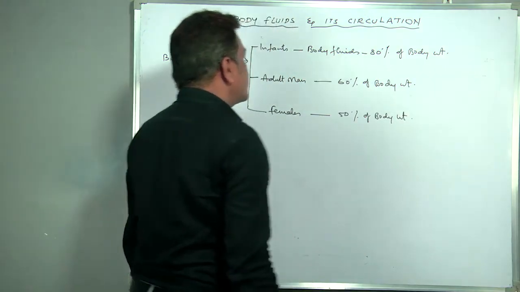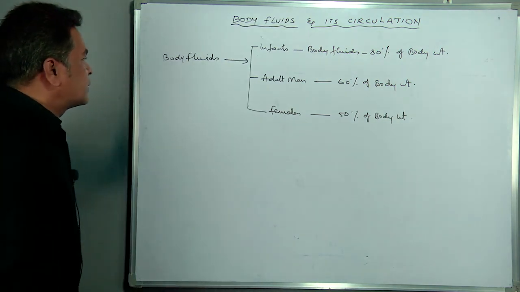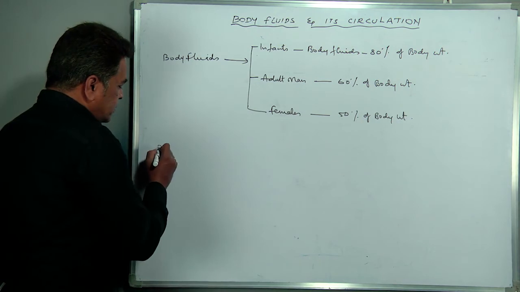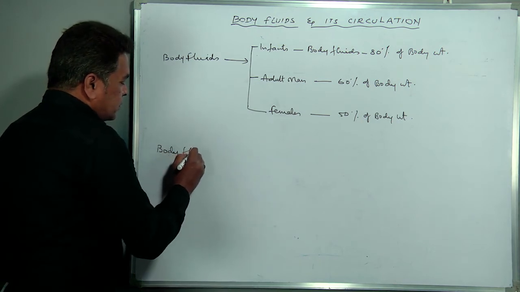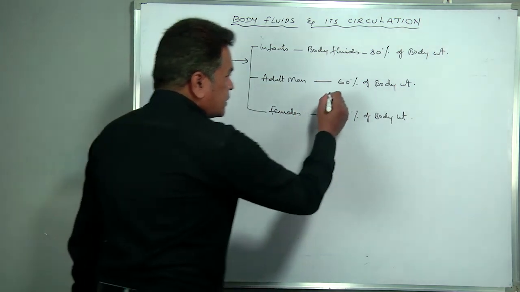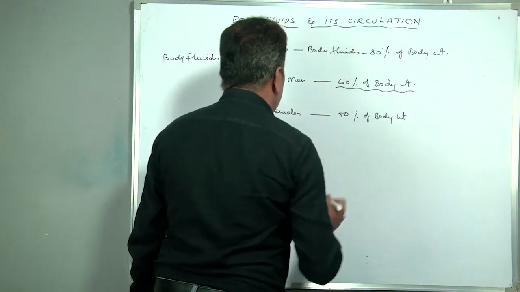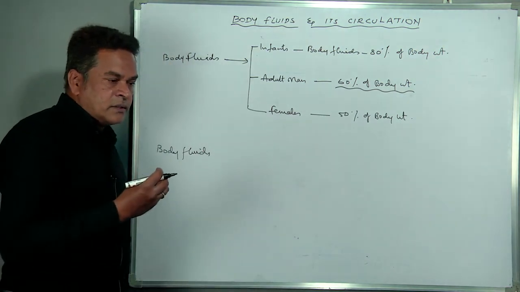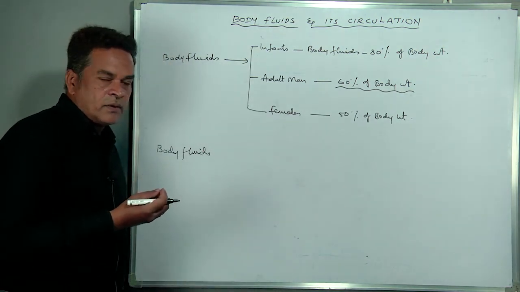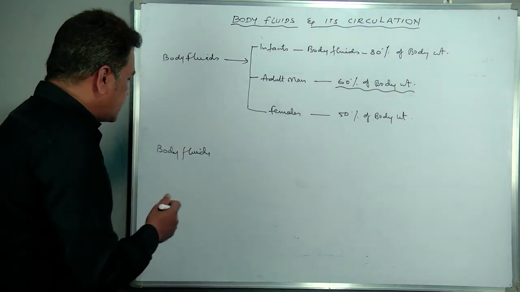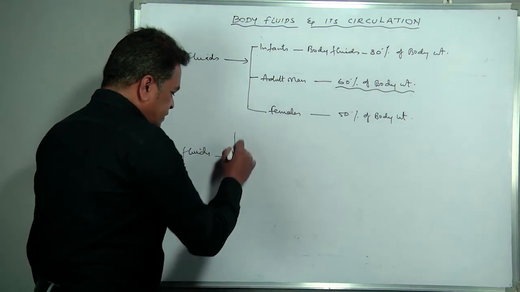These are some values that you need to remember. Body fluids. Generally we take body fluids as 60% of body weight. And as we know, blood is approximately 5 liters, in between 5 to 6 liters, or 5.5 liters. Now we will see what this body fluids percentage is.